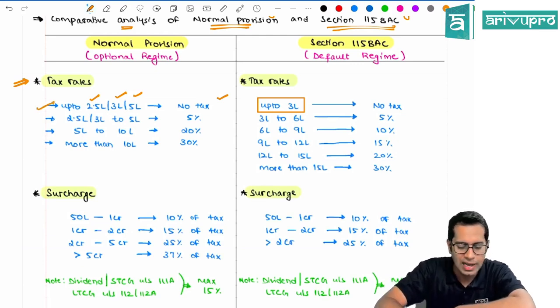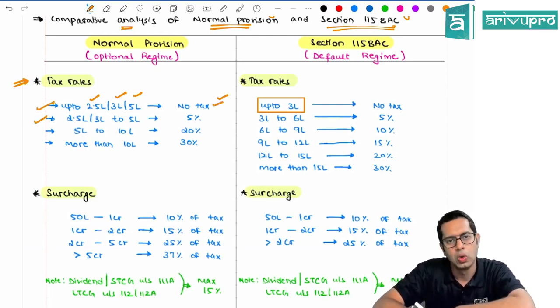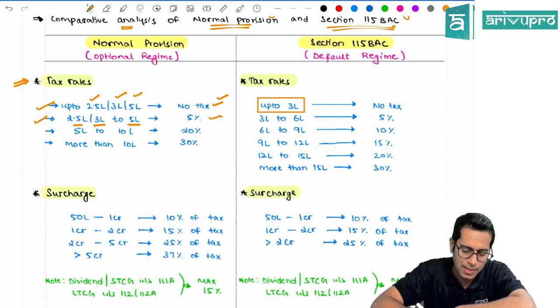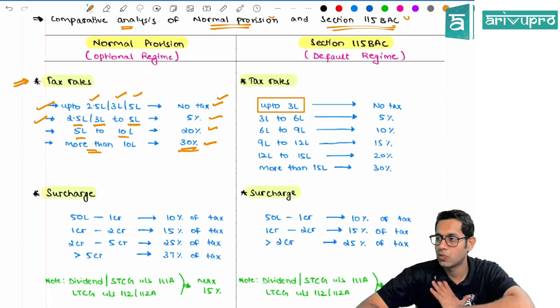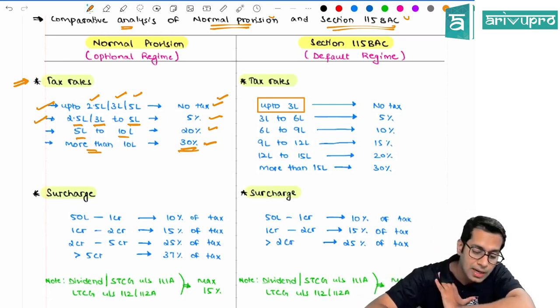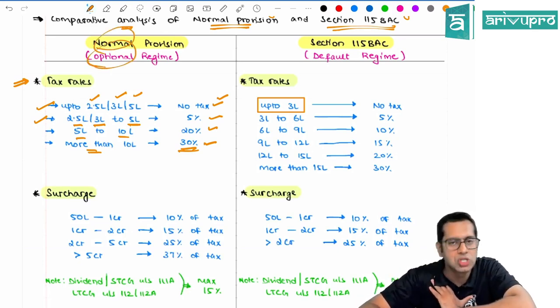Up to 2.5 lakhs, no tax. From 2.5 to 5, or 3 to 5, the tax rate is 5%. From 5 to 10, it is 20%. And if your income is more than 10, the tax rate is 30%. You will have to pay tax at what rate, sir? 30%. Under which regime? Under normal provision or under optional regime.